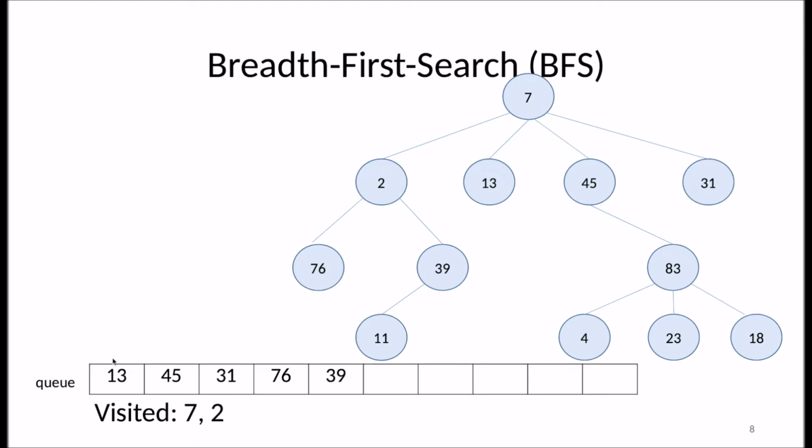Then queue is not empty, I dequeue 13. 13 doesn't have any child nodes, so nothing gets enqueued. Then I take 45 out of the queue. 45 has a single child node, 83, which is enqueued. Then the queue is not empty, I take 31 out of the queue.